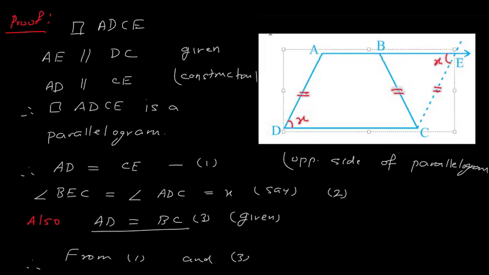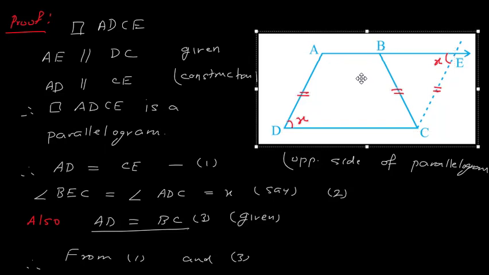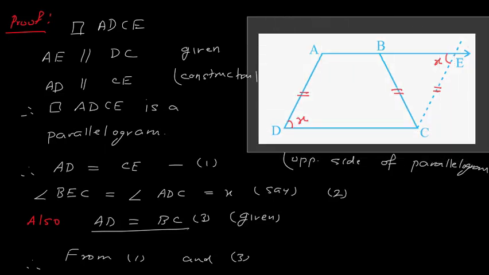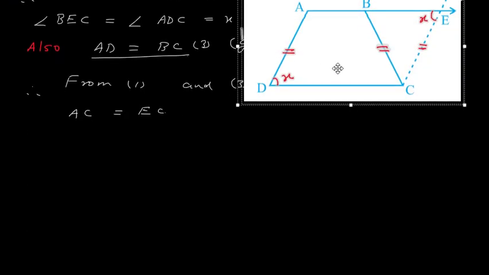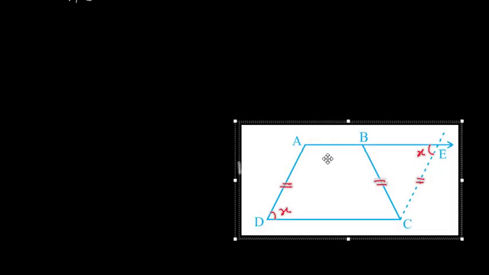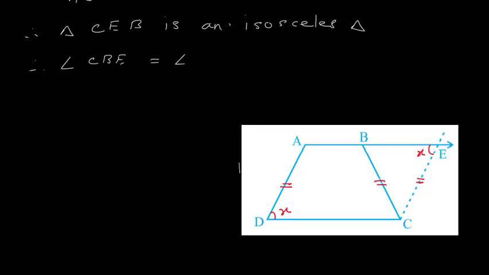Okay. Let us move this diagram somewhere down, so that it will be in front of us when we are writing. So, therefore, triangle CEB is an isosceles triangle. Therefore, angle CBE is equal to angle BEC, is equal to X. So, I got this angle also as X.